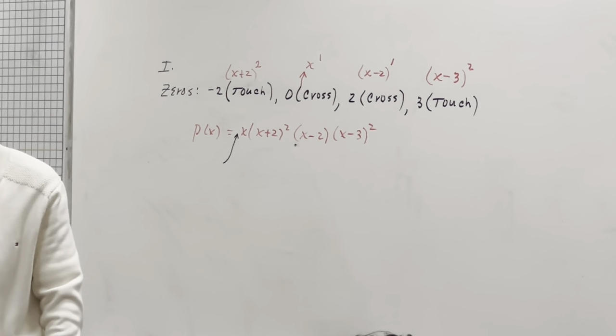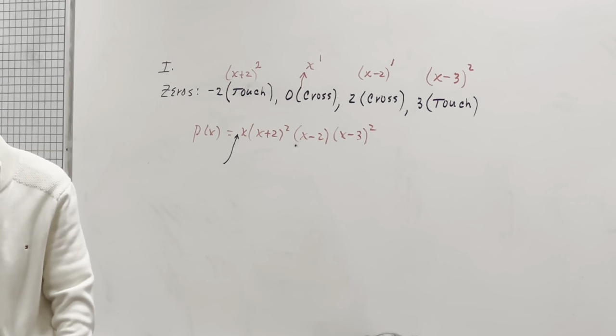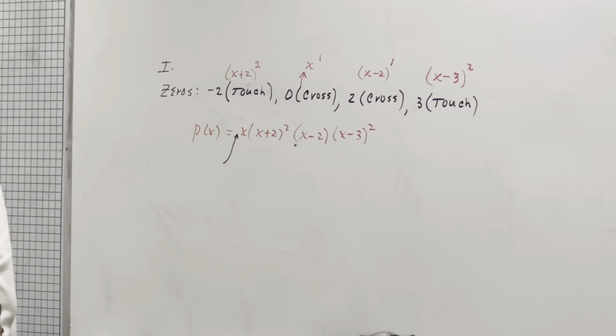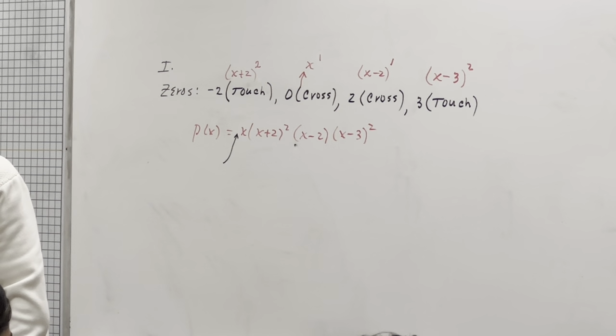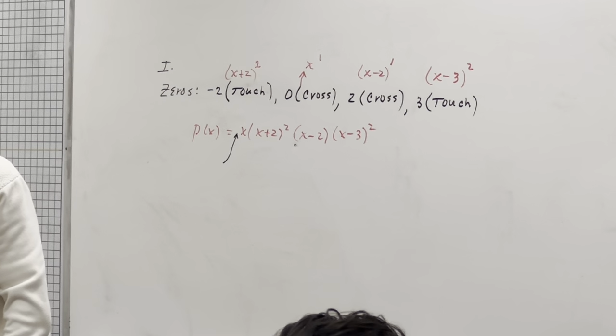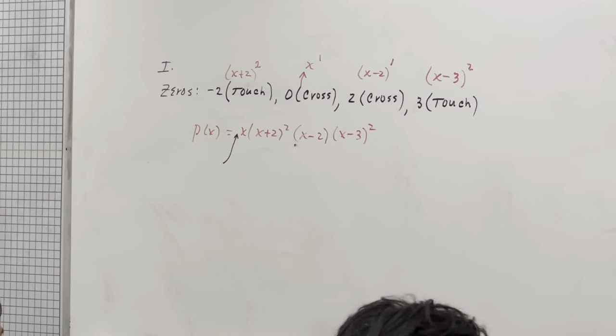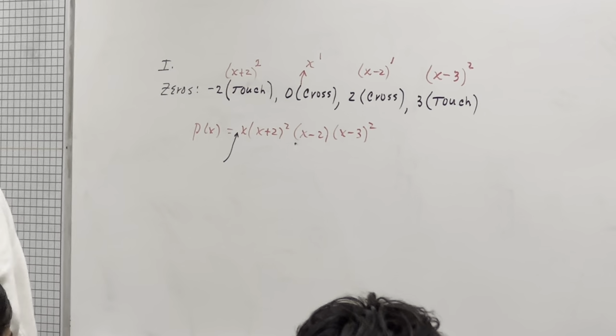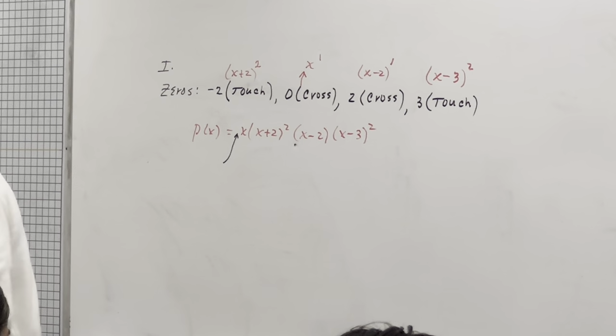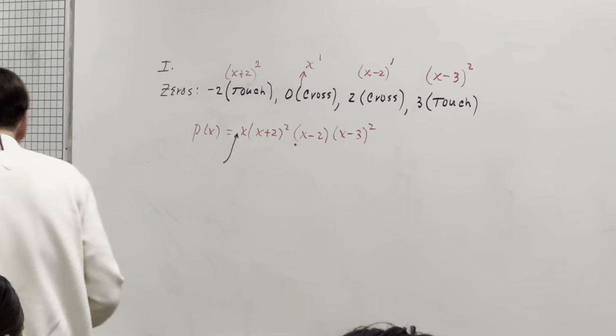Did I give any more points, or did I label any other points besides the zeros, the x-intercepts? Did I label the y-intercept? Where's the y-intercept? 0, 0. Okay, 0, 0. Did I label anything else? Oh, I did. What was the other point? 1, negative 4? Yes. Beautiful.